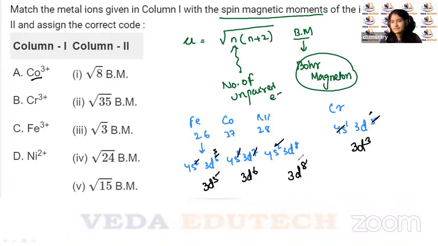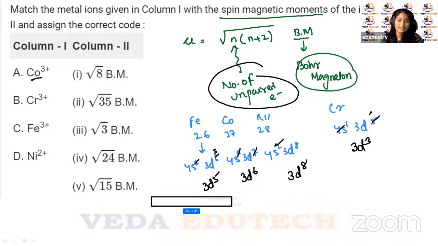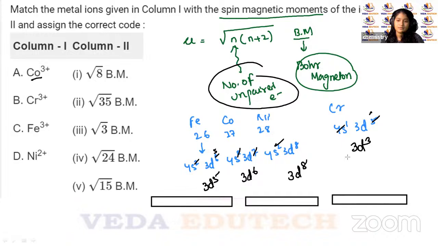But are we just to find out the d configuration? No, because n is the number of unpaired electrons, children, right? So I hope you know how to find out the unpaired electrons. I'm showing that you have to calculate this. You can do it in your mind as well. It takes hardly 10 seconds.